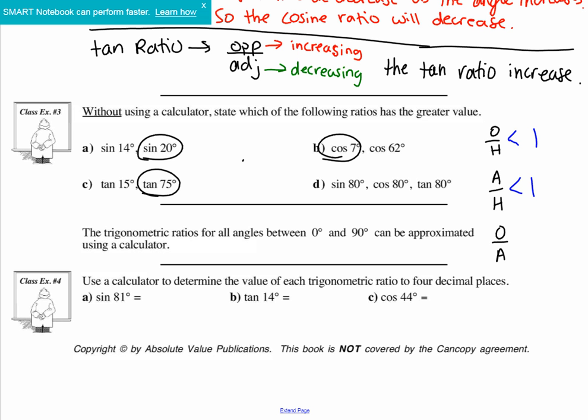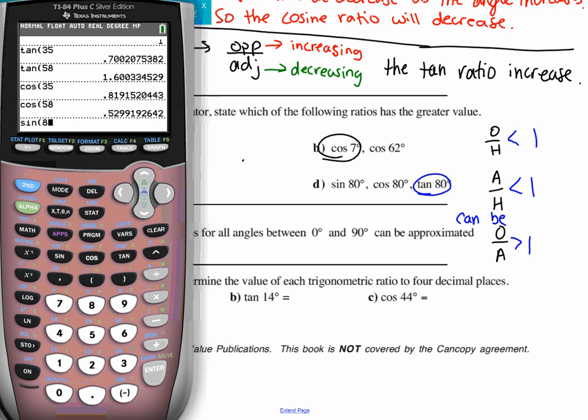But opposite over adjacent, can that be greater than 1? Yeah. So it can be greater than 1. Okay, and so 80 degrees. Let's check our work with that one. Sine 80. Cos 80. We might be wrong with this one, though. No, we're right. We're good. Do you notice how sine and cos are always less than 1? But opposite over adjacent can definitely be greater than 1. Okay, so we need to actually get to some math.